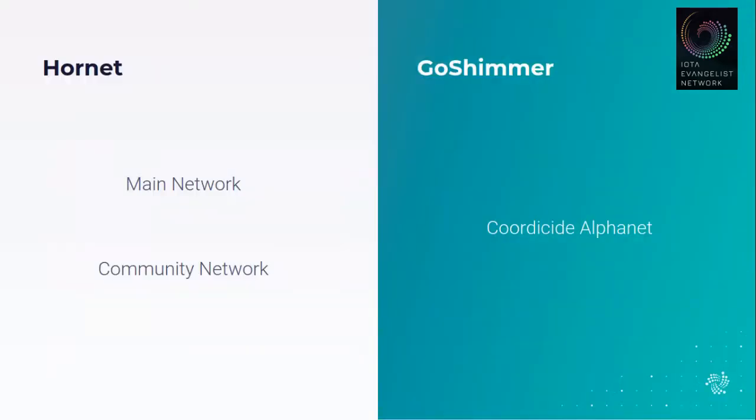Right now, we have two node implementations that are suited for small computers. We have Hornet and Goshimer. With Hornet, you can connect to the mainnet and to the community network. And with Goshimer, you can connect to the core side AlphaNet, because that is the main purpose for Goshimer.